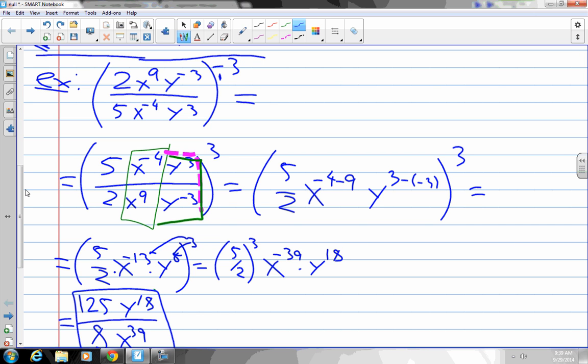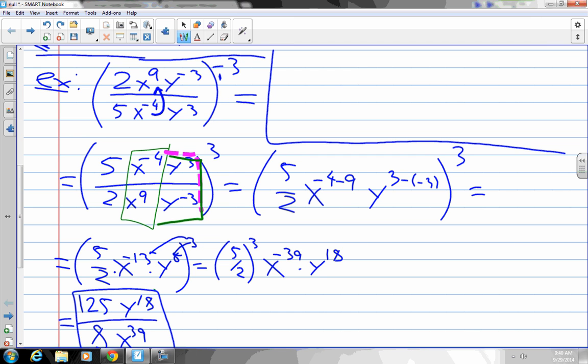Well, let me show you an alternative way. Don't write this down, but alternatively, I was just saying negative exponents from the denominator go in the numerator. Negative exponents from the numerator go in the denominator. If I just do that right off the bat, I'll have 2/5, x to the 9th times x to the 4th over y cubed times y cubed.